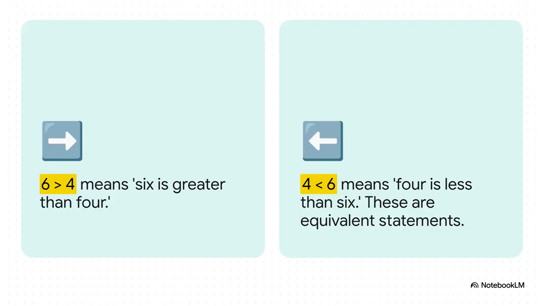Now this is actually pretty cool. These symbols are all about perspective. Saying 6 is greater than 4 is the exact same truth as saying 4 is less than 6. They describe the identical relationship. You're just looking at it from the other side.